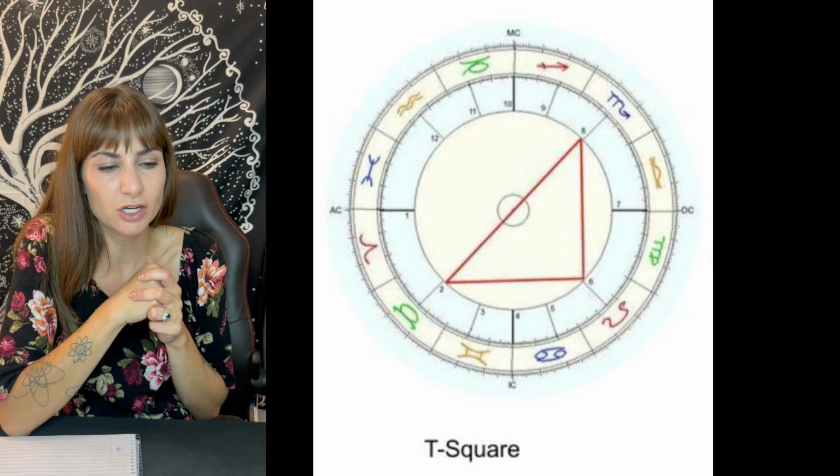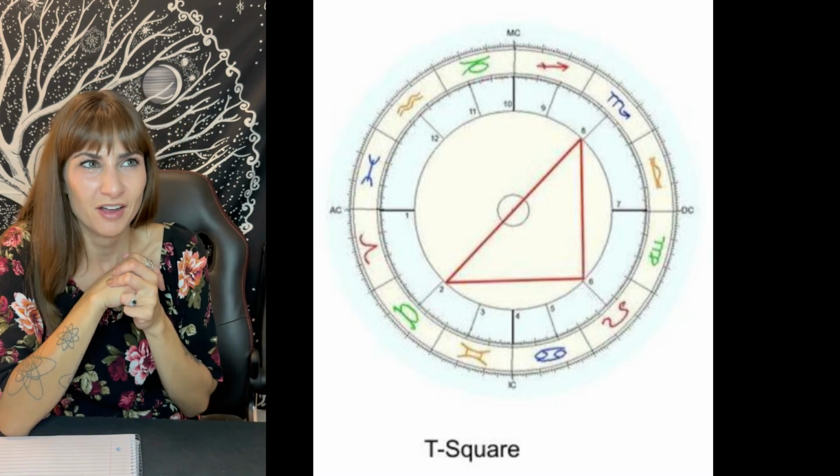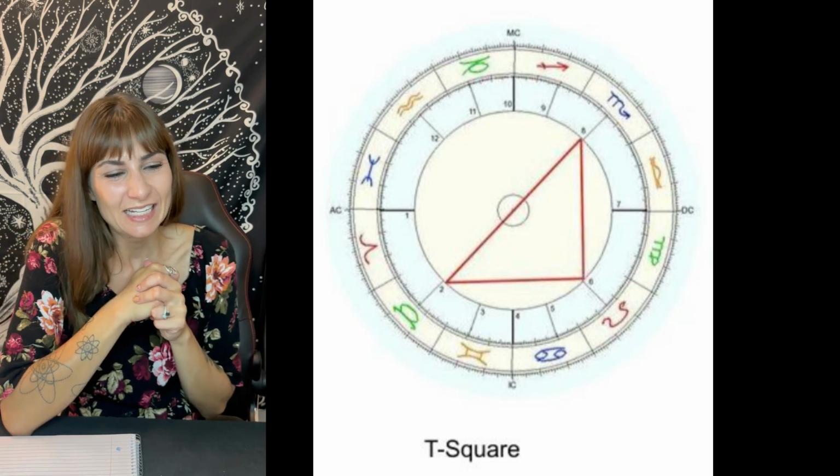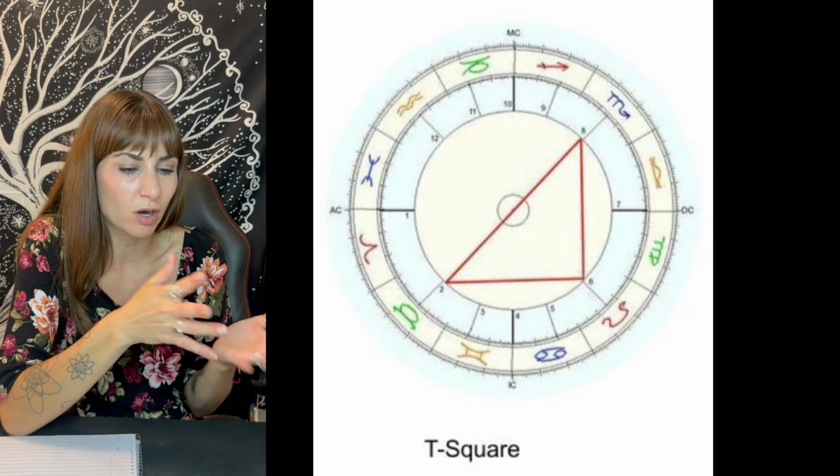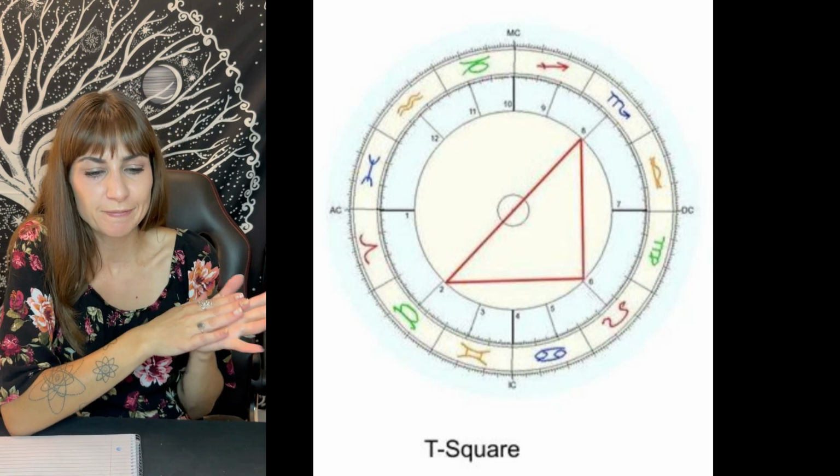It's still going to create tension, but it's going to be a little bit more frustrating. Either way, we're splitting hairs here. They're rough, both of them. Grand cross and T-square are going to create some issues.